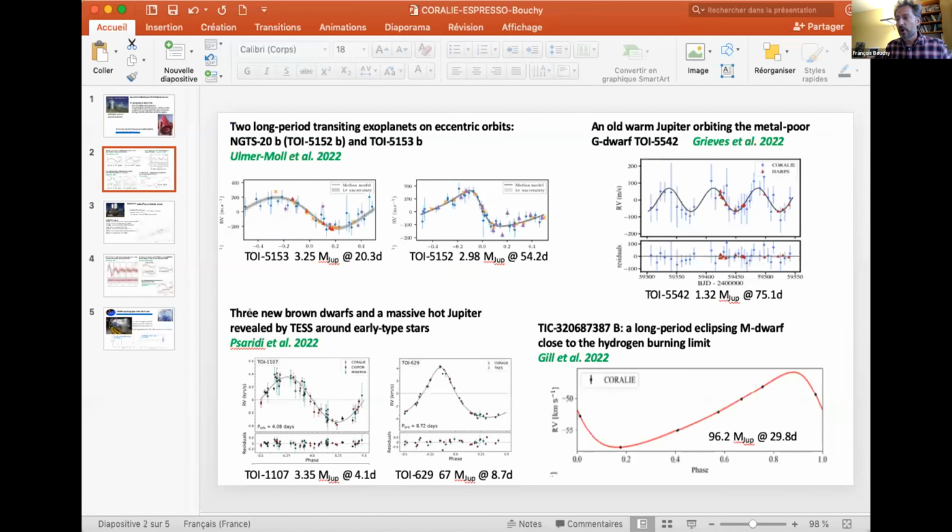So a few results from CORALIE. Some of them were already presented by Solene Ulmer-Moll a few minutes ago. So a giant planet at a relatively long orbital period, but also a giant planet orbiting a hot star. This is a program led by Angelica Psaridi. Or brown dwarfs, also transiting brown dwarfs around hot stars. A result here of a Jupiter mass object at 75 days, published by Nolan Grieves, and also an eclipsing M dwarf close to the hydrogen burning limit at a 30 day period.